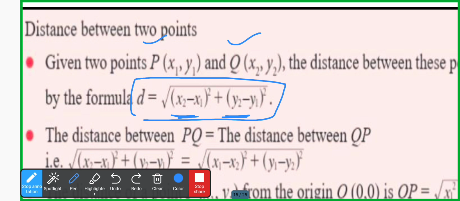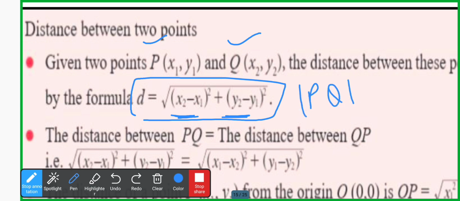We will discuss this in detail when we solve questions. So right now I'm not giving you an example to explain the formula, but you should know it, you have to learn it. Simply you have to learn the formula: the square root of (x2 minus x1) whole square plus (y2 minus y1) whole square, when you have to find the distance between P and Q.